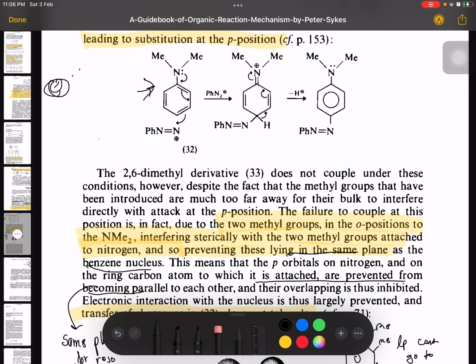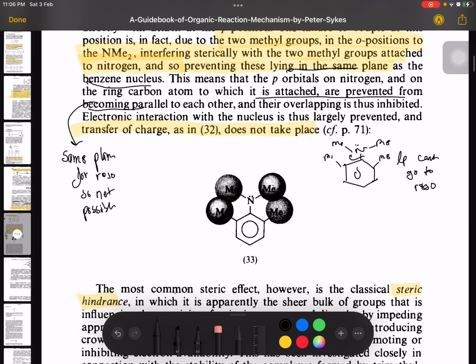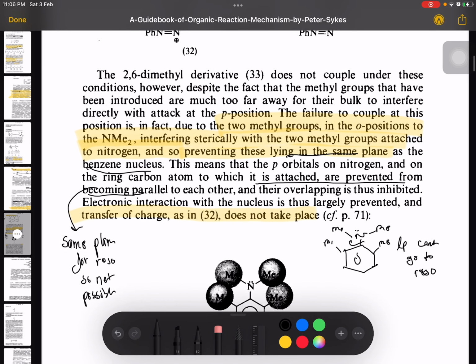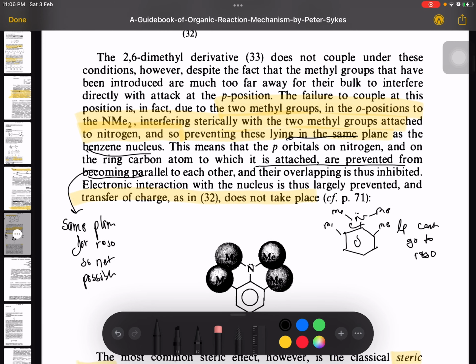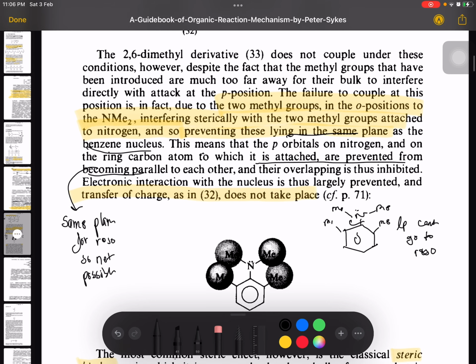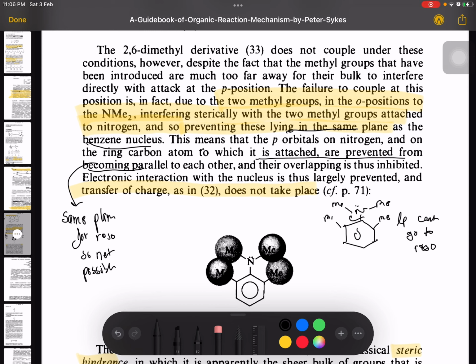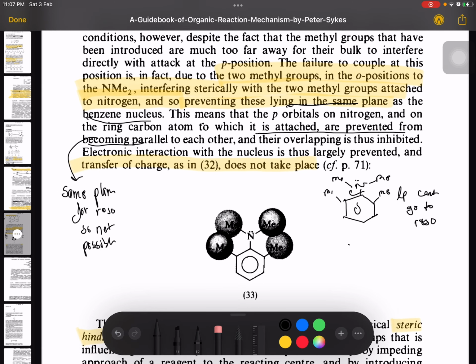The 2,6-dimethyl derivative shown in 33 does not couple under these conditions, so when you put Me there, despite the fact that the methyl groups that have been introduced are much too far away for their bulk to interfere directly with attack at the para position, the failure to couple at this position is due to the two methyl groups at the ortho positions interfering slightly with the two methyl groups present on the nitrogen, and so preventing the NMe2 group from lying in the same plane. As you can see over here.